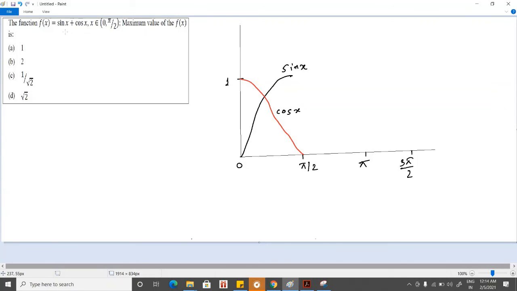Now as we can see, f(x) equals sin x plus cos x is the superimposition of these two curves, or two waves. If we superimpose these two waves, the only maximum value that we will get is at this point. At this point we can see that sin x and cos x both meet each other. That means they equate each other, and in that case tan x equals 1, therefore x equals pi by 4. So the maximum value of f(x) is obtained at x equals pi by 4, which is root 2. Hope this clarifies the question.